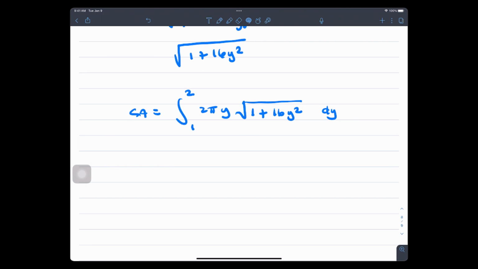And what do you guys notice about this one here? What do you guys notice in this case? Anybody notice anything about this? Again, what do you guys notice? Isn't that a u sub question?